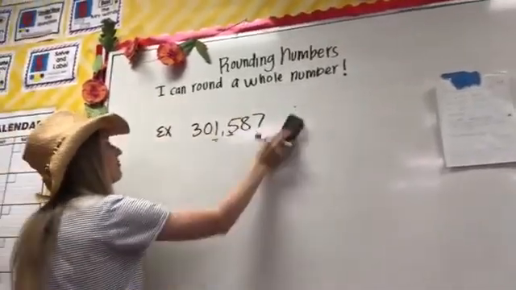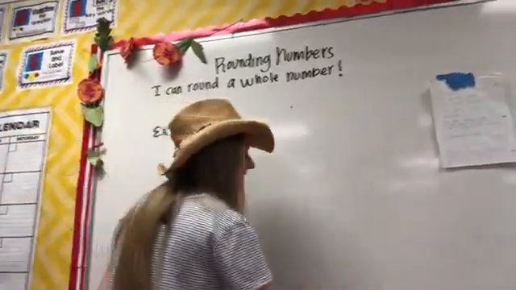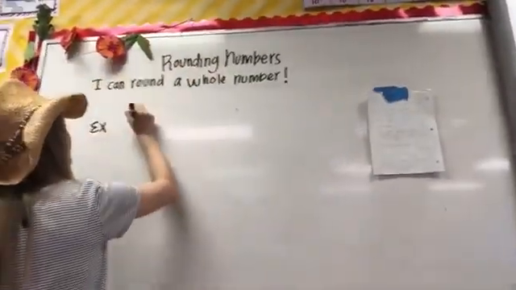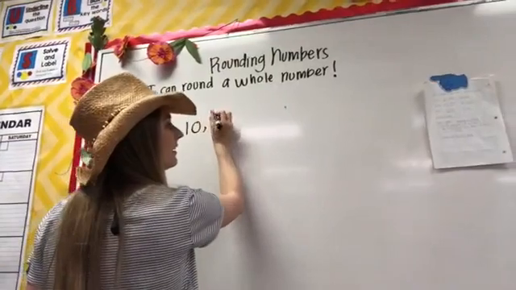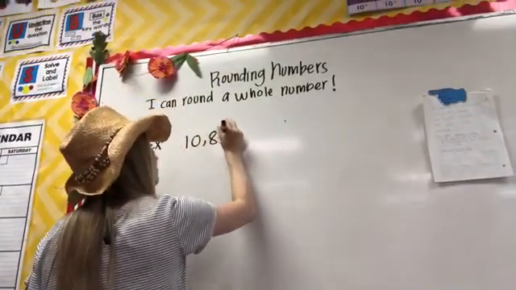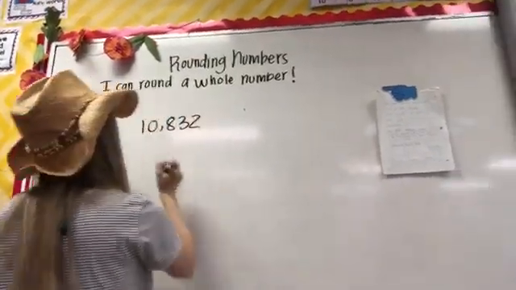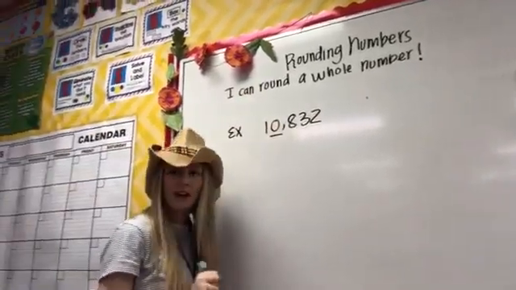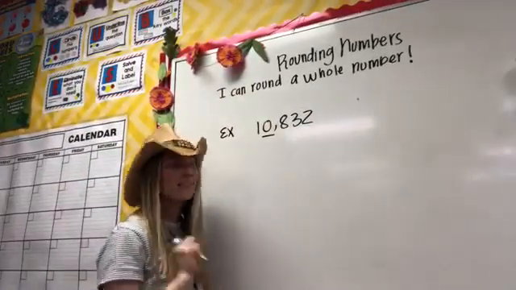All right. Let's try one more pause problem. Here's our last problem of the day. If you had the number 10,832, and I wanted you to round the thousands place again, go ahead and round it, see how you do. But I'm going to keep going.